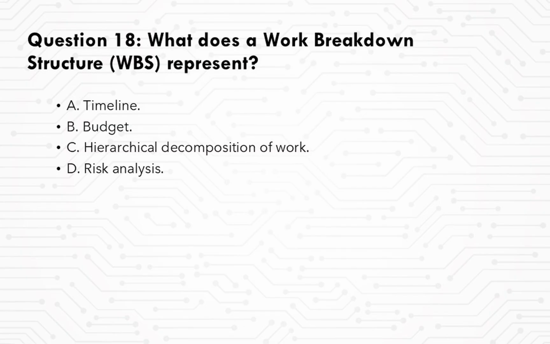Question 18. What does a work breakdown structure, WBS, represent? A. Timeline. B. Budget. C. Hierarchical decomposition of work. D. Risk analysis. Answer: C. WBS breaks down the project into manageable components.